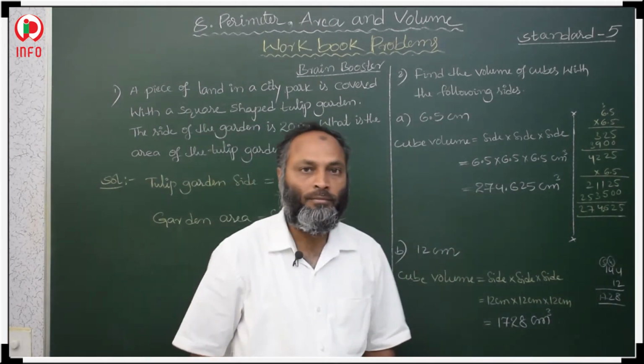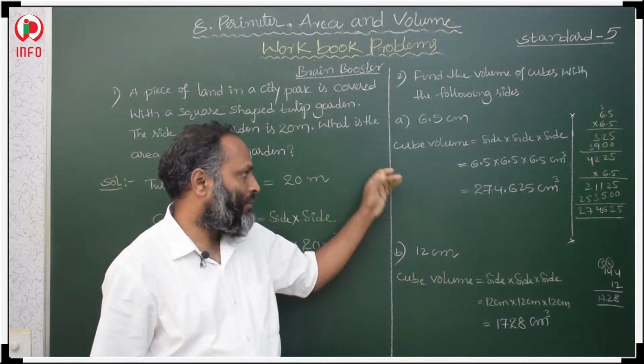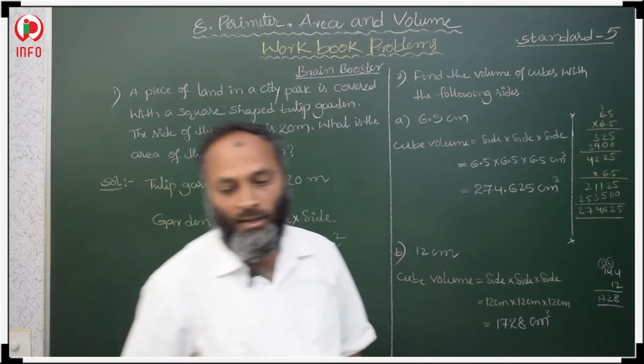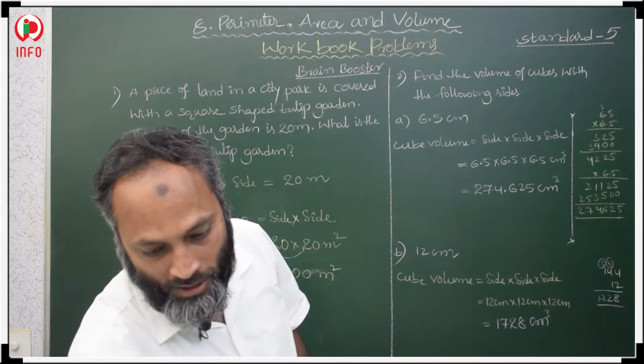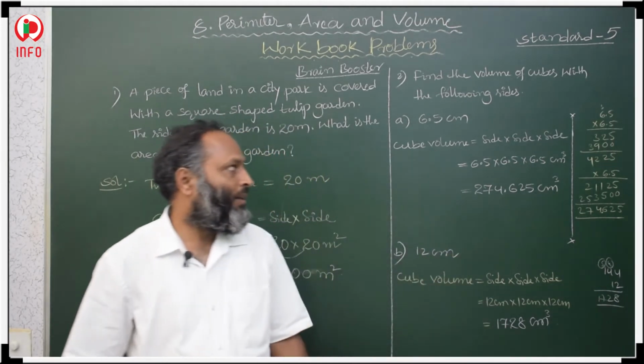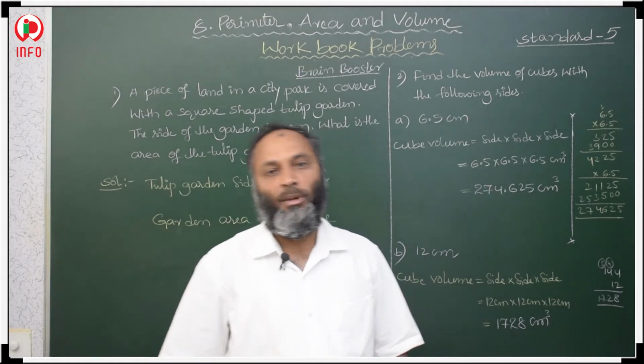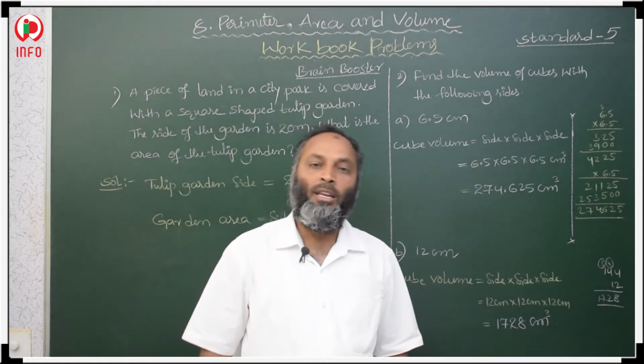Okay. In this brain booster one more question is left. The side is given, that is 3.9 centimeter. So find the volume with that side. 3.9 into 3.9 into 3.9, multiply 3 times. Then you will get your answer.